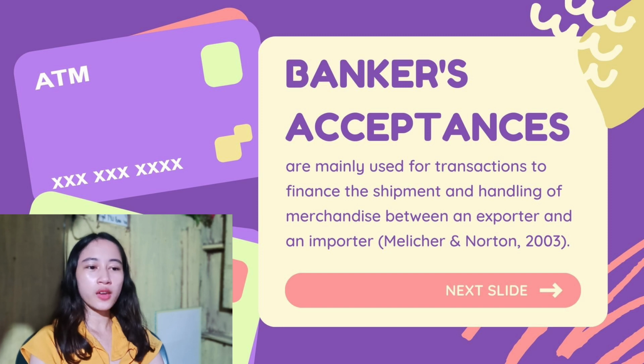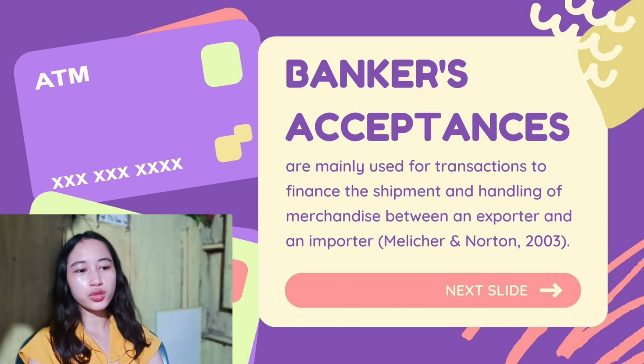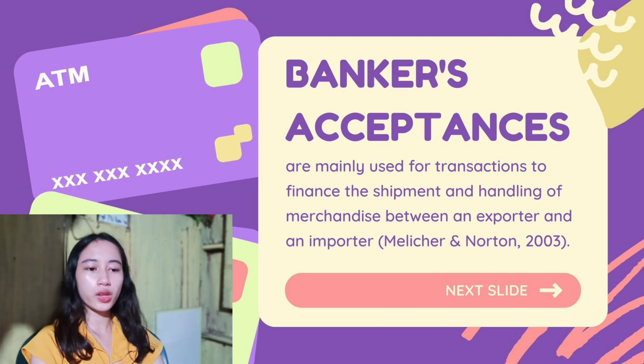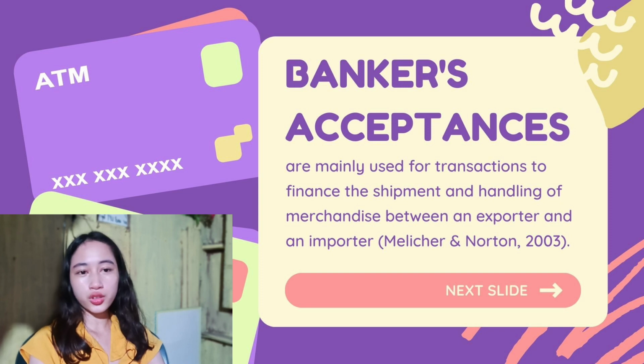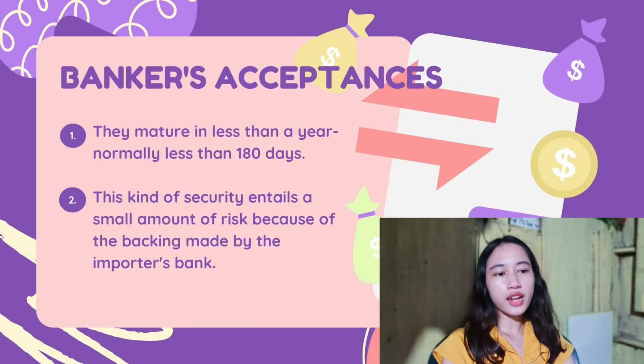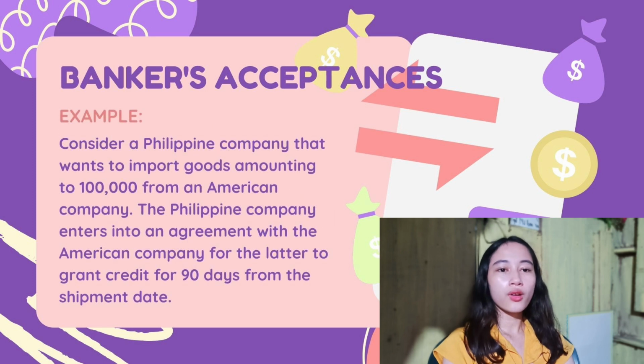Banker's acceptances are mainly used for transactions to finance the shipment and handling of merchandise between exporter and importer, according to Melcher and Arthur, 2003. These are considered a type of short-term financing because they mature in less than a year, normally less than 180 days. This kind of security entails a small amount of risk because of the backing made by the importer's bank. Let's see an example.